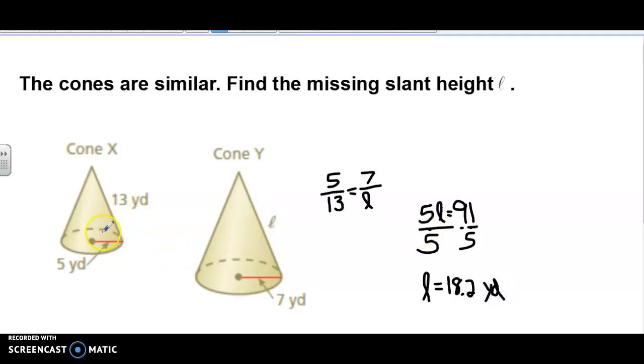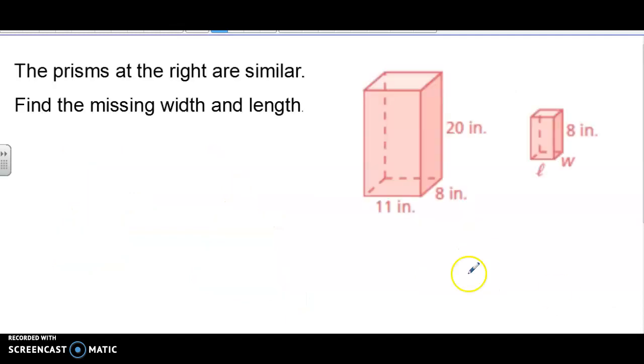Alright, so we set up a ratio. We did the radius over the height. We put them equal to each other. We cross multiplied. Got 5L equals 91. Divide both sides by 5. And L equals 18.2. Alright, so if you want to do that with this one here, the prisms at the right are similar. Find the missing width and length. So if you want to pause the screen and do it on your own, that's fine, and come back and check the answers. If you would like to do it with me, just stay along for the ride.